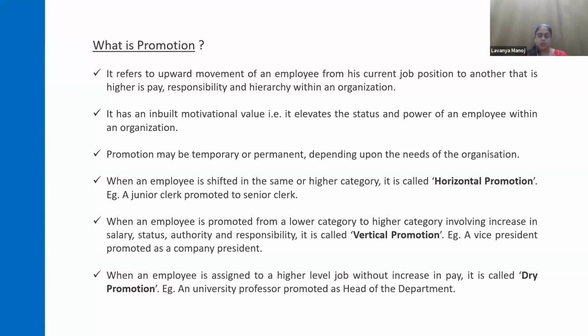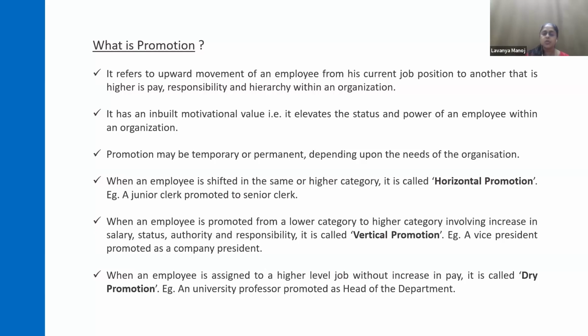And dry promotion. So dry promotion is something where there is no increase in the salary, just the position will be elevated, but there will not be any increase in the salary. Like as I have mentioned, an experienced university professor can be promoted as the head of the department. So it works like this: a university professor who has completed a PhD and has been working in a college for 10 years can be promoted as the head of department, but there is no increase in salary. He or she must be getting the same salary, but there is an increase in the level of authority and responsibility. So this is called dry promotion.